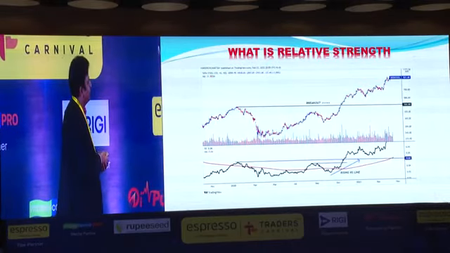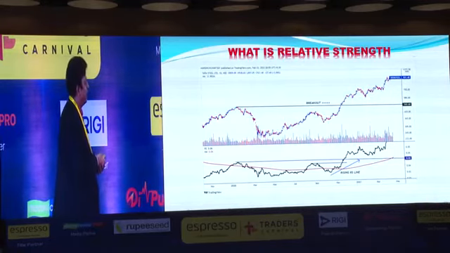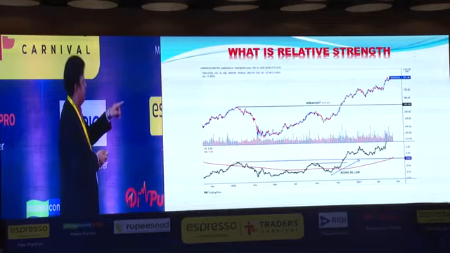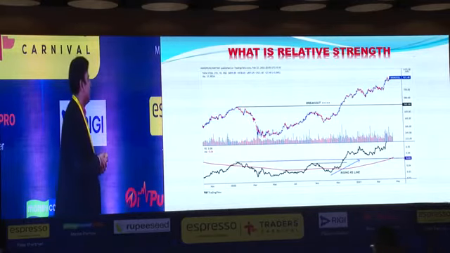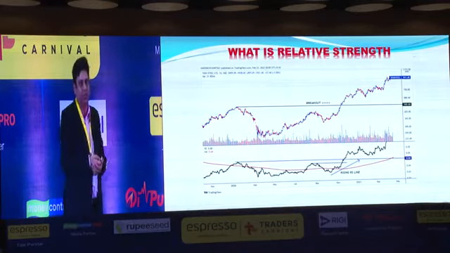Again, Tata Steel chart, similar thing. When the 52-week high was taken out, my RS line was rising. At the bottom, there is a last swing high which was taken out by the RS line. It is above the 200-day simple moving average, and the breakout worked well after that.